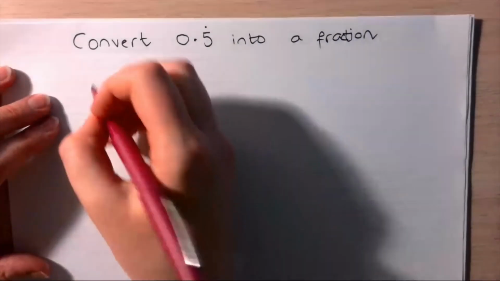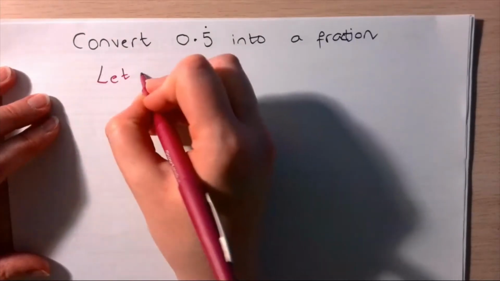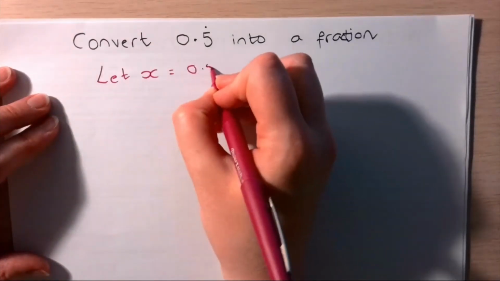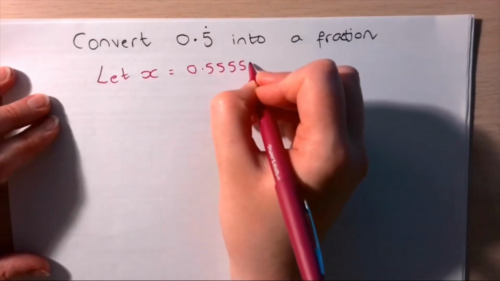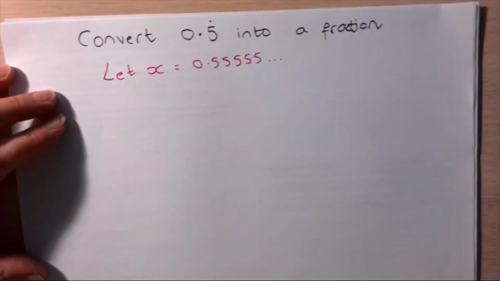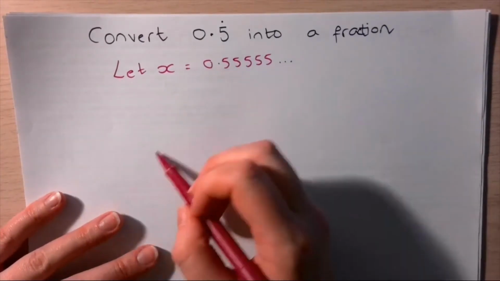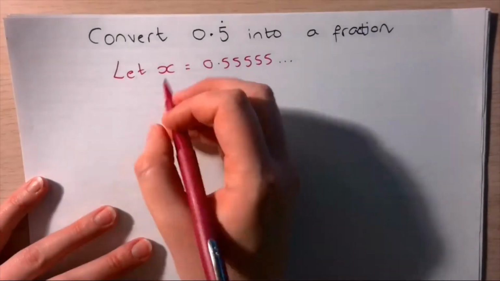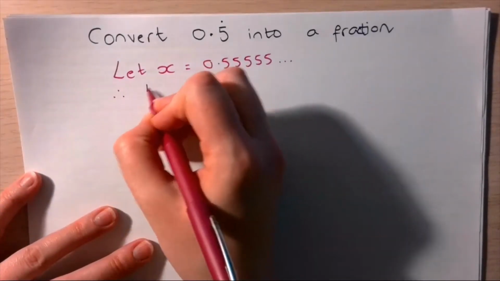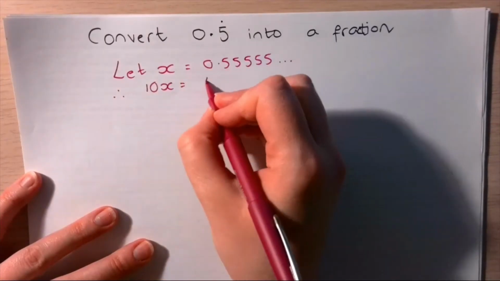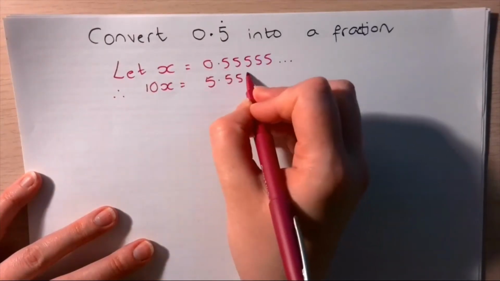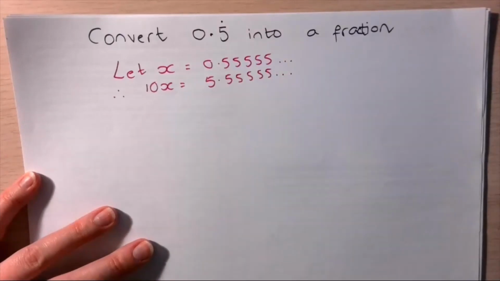This time we've got 0.5 recurring, and we're going to convert this into a fraction. So once again we're going to say let x equal 0.5, and I'm going to do it with all of these 5s for this one. Those three dots are just to indicate that the pattern continues. So we can say, therefore, 10x equals 5.55555 dot dot. And then we're going to subtract them.